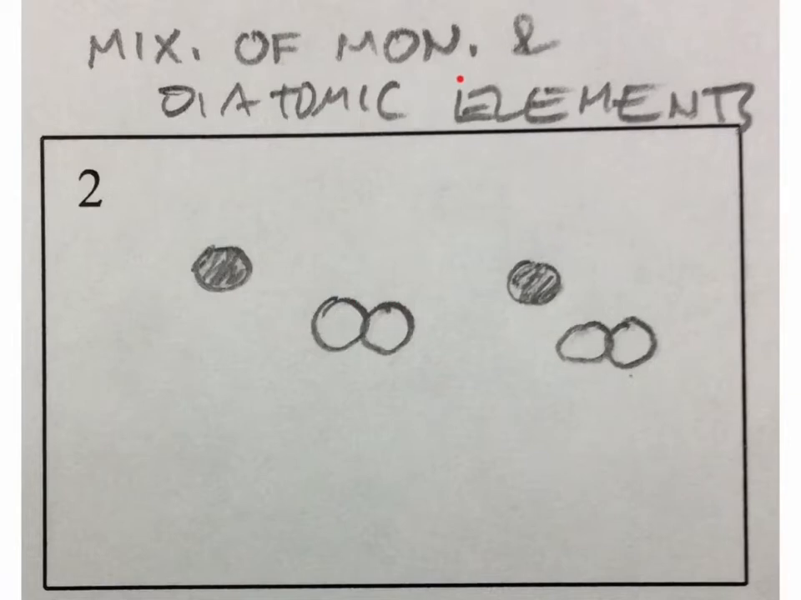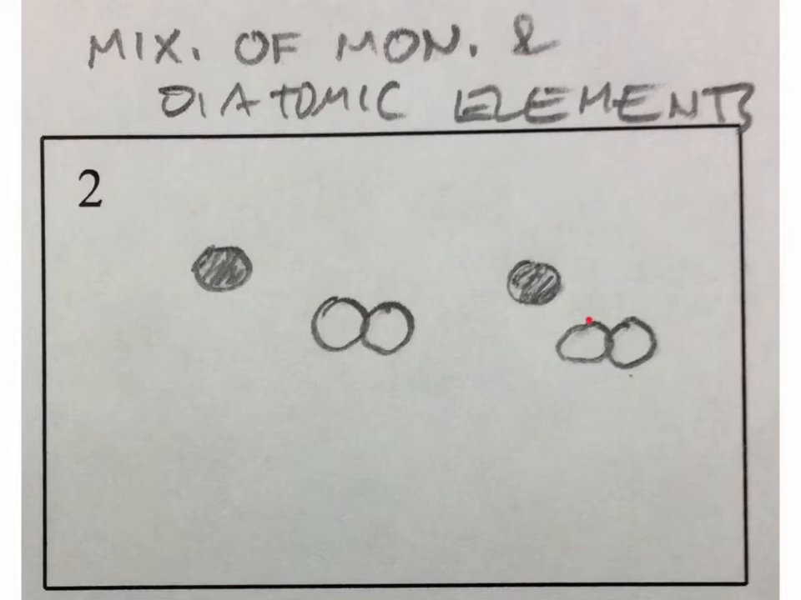It says a mixture of monatomic and diatomic elements. So monatomic means one atom. So here's a monatomic element. And then it says diatomic element. So this molecule here is diatomic because there are 2 atoms in it. Di means 2, like bicycle. The di is the same prefix.